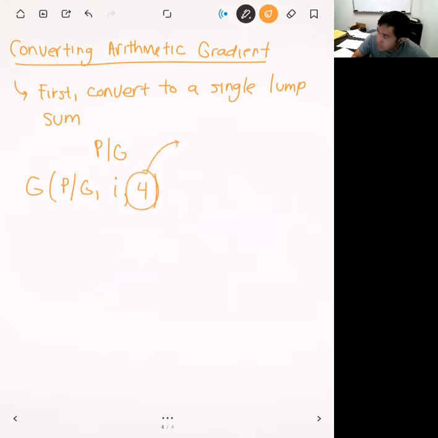And just to be clear, the way that we get this number is that we count the number of gradient arrows, then add 1.